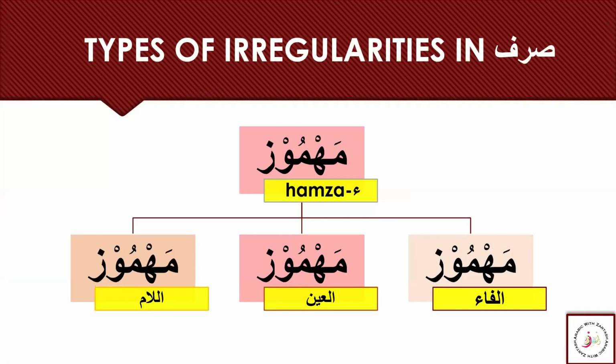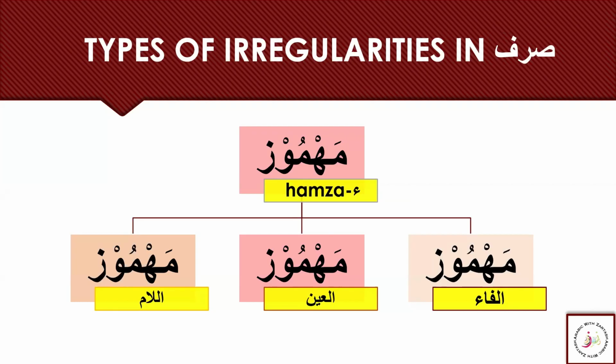Basically, here you can see the Mahmuz can be Mahmuz Fa, Mahmuz Ain, and Mahmuz Lam. Basically, Hamza is taken like any normal letter for most of the cases, but sometimes it has exceptions and a bit different rulings, and that occurs when two Hamzas come together. That is the most common case when Hamza acts a little different than the normal. Otherwise, it's just normal and will be taken as a normal letter.